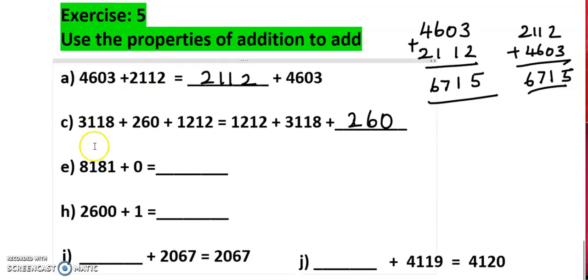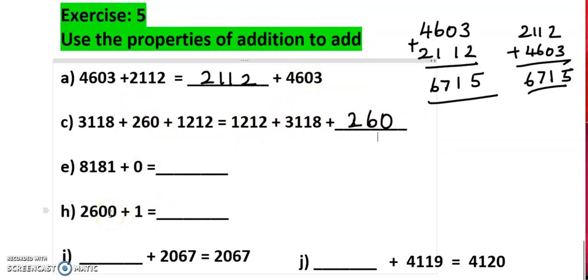Listen children, I told you already. This is the grouping property. In the grouping property, three numbers will be used. Here 3118 is there, 1212 is there. So one more number. What is the missing number? 260. This is the grouping property.